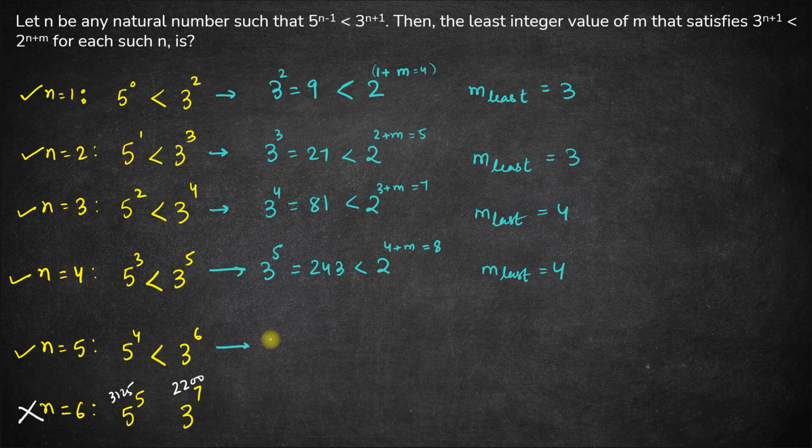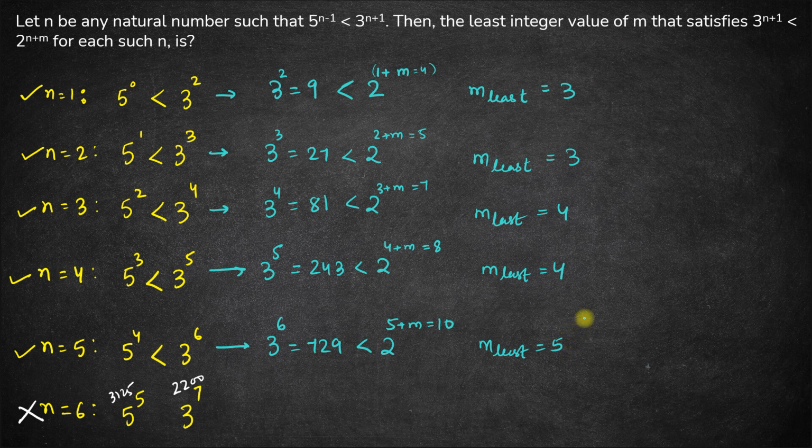And coming to the last case, we have 3 to the power 6 is 729. This should be less than 2 to the power 5 plus m. Now what is the least power of 2 which is greater than 729? 2 power 9 is 512, not greater than this. So we take 2 power 10, which is 1024. So if 5 plus m is 10, the least possible value of m is 5.